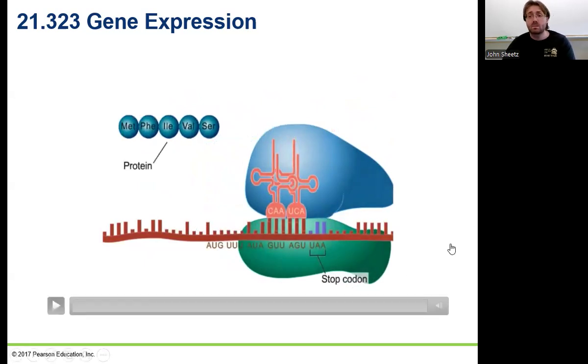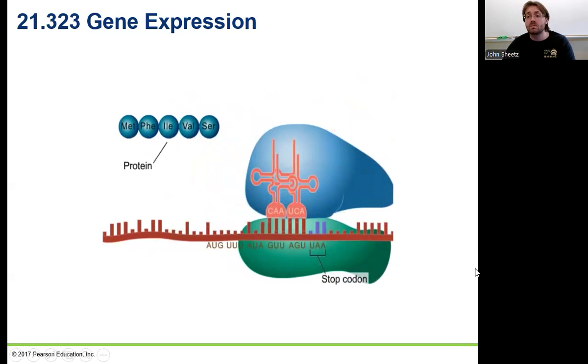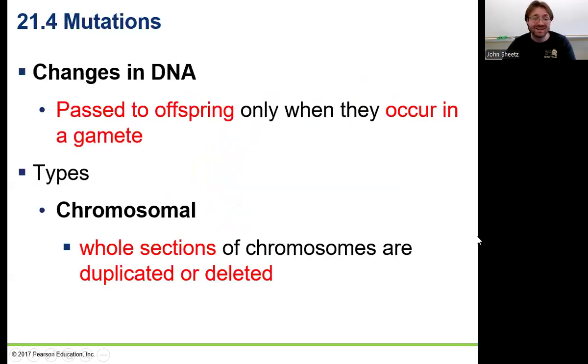There you go. So that's the process I described. All right, so mutations are random changes in the DNA. There are a lot of different types of mutations. One of the first is chromosomal, where a full section of the DNA is duplicated or deleted.